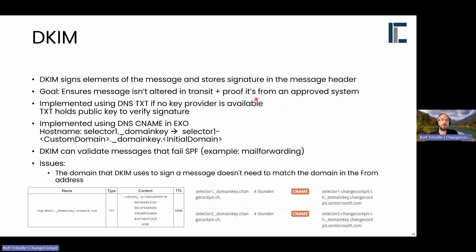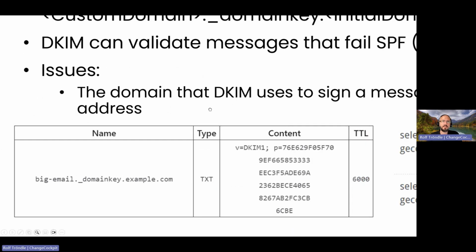And if no key provider is available, then your TXT record would hold the public key to verify the signature, meaning the receiving server is able to verify the signature, because you publish your key in your TXT record in public DNS. This would look like this.